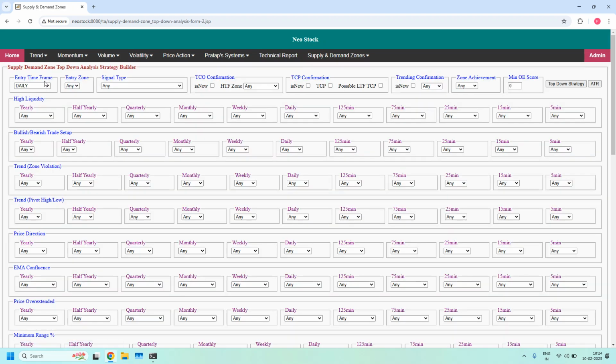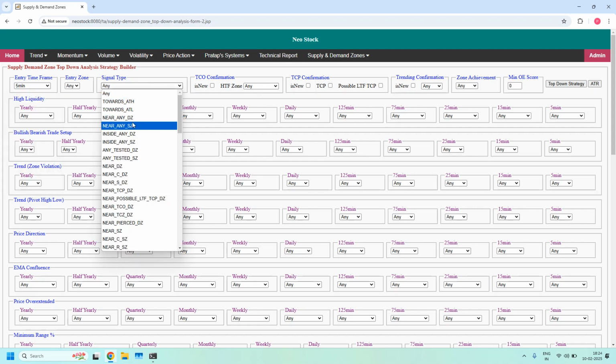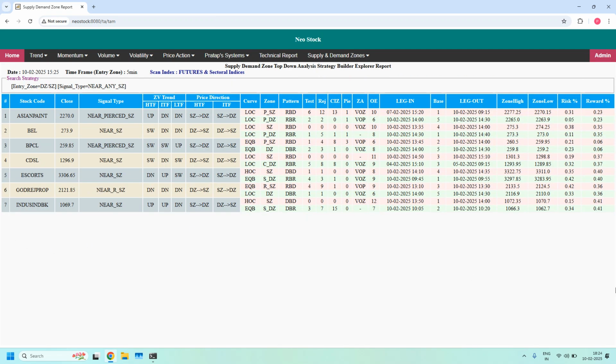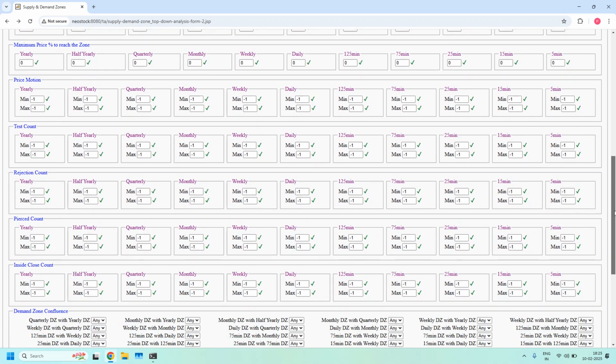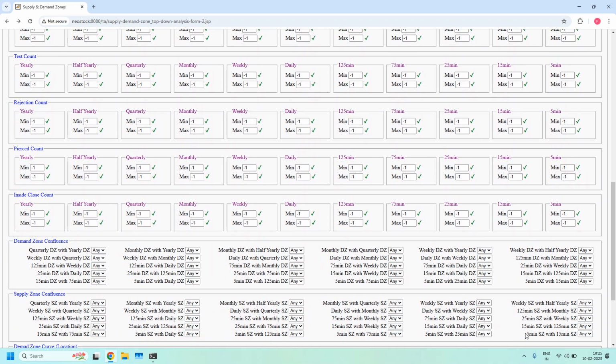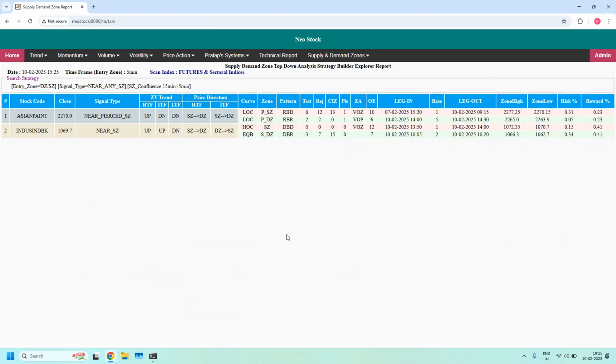Okay, next 5 minutes time frame, stocks near 5 minutes supply zone, we got 7 stocks. Out of these 7, how many supply zones are having ITF supply zone confluence? Let us verify. That is 5 minute supply zone with 15 minute supply zone confluence. I am enabling that filter. We got 2 stocks. And in that first one is a pierced supply zone, not useful. So this is about stocks near demand and supply zones for different time frames.